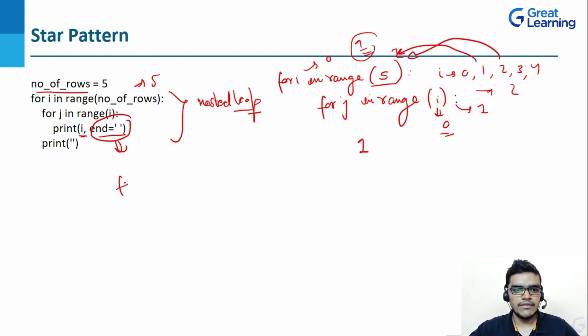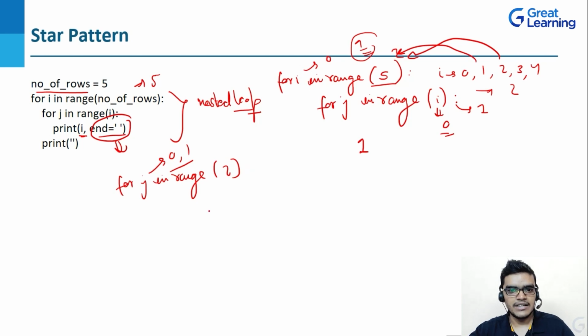So if I'm writing for j in range 2, what does that mean? That j value will be having 0 and 1, right? Because 2 will be excluded. So it will print 2 times, right? So here I have written I 2 times, so I will get 2, and here I am giving the space, so I will get 2. And for the next line, I have written this command. So I will be getting my output like this, 1, 2, 2.